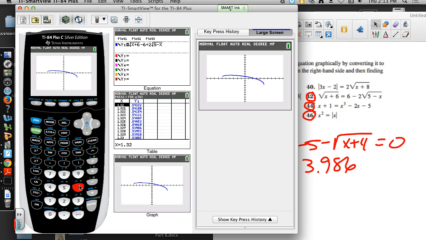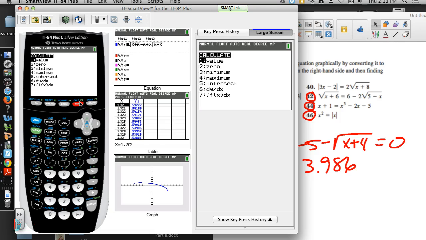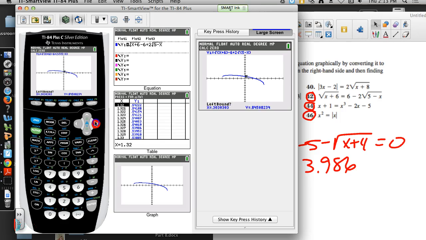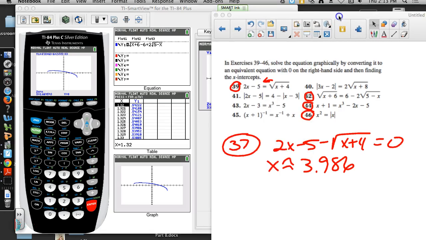And in number 42, it is the same thing. The highest power that we see in this one is x to the 1/2. So we should see one solution, and we do. Second, trace, calculate number 2. And this time, Blinky needs to be above it to be the left. And then Blinky needs to be below it to be to the right. And enter through guess. And there was our 0, 2.665.